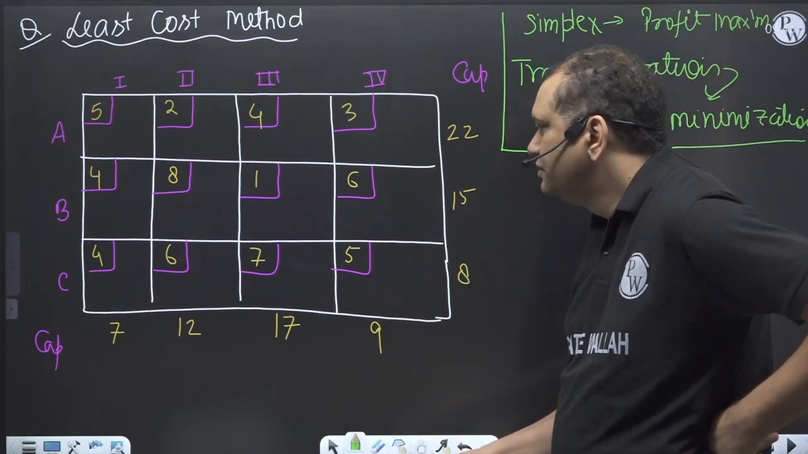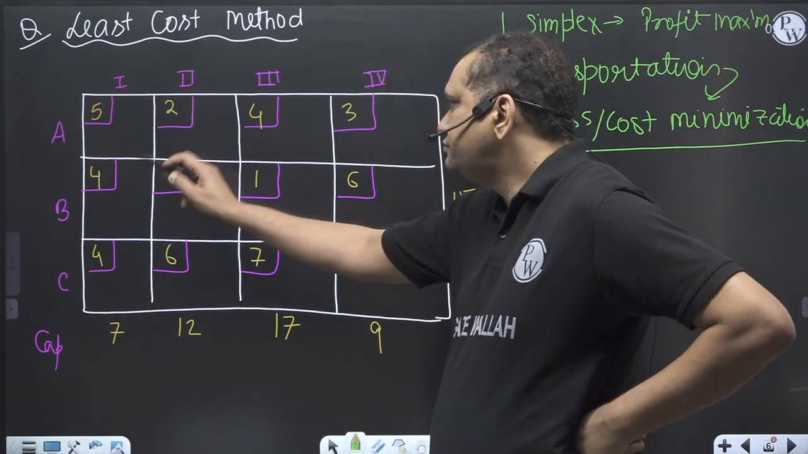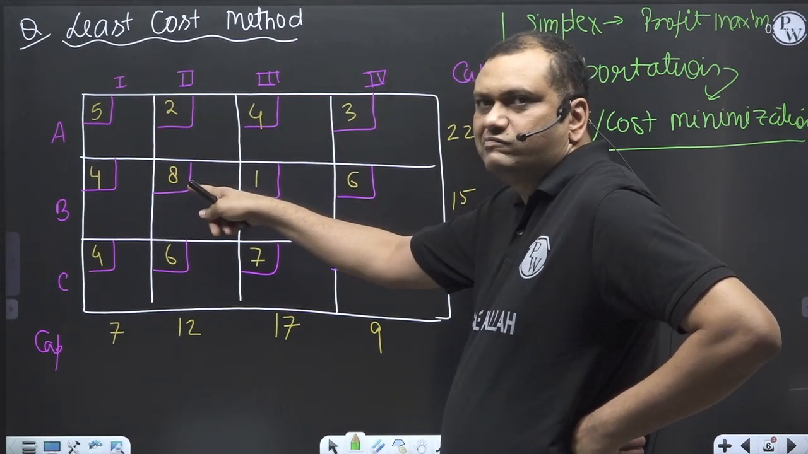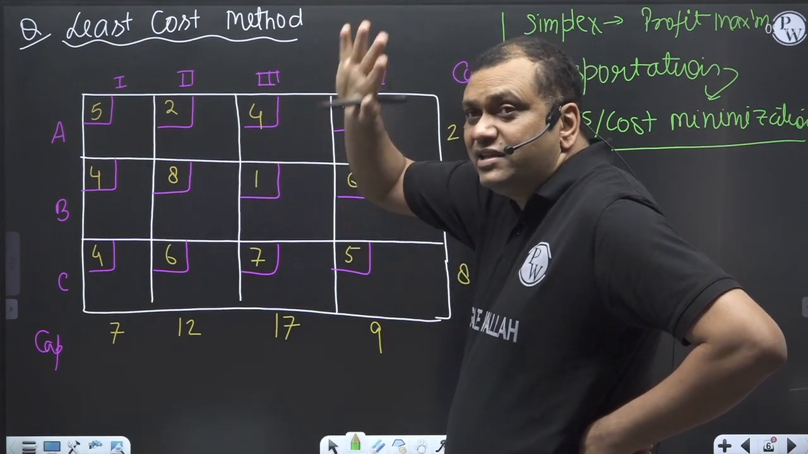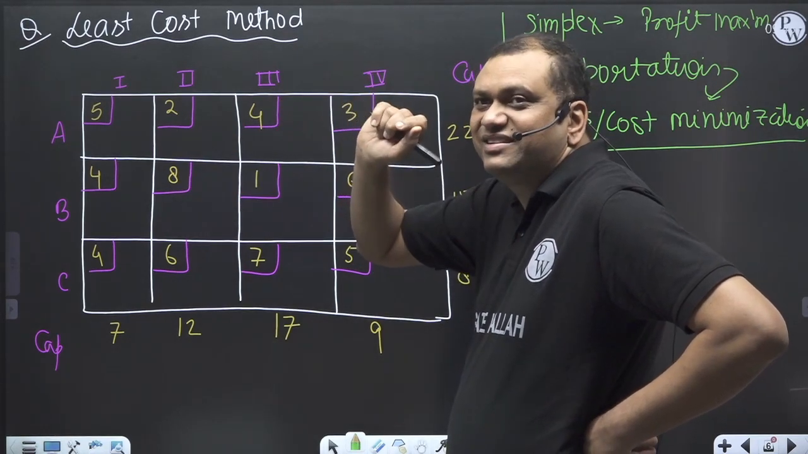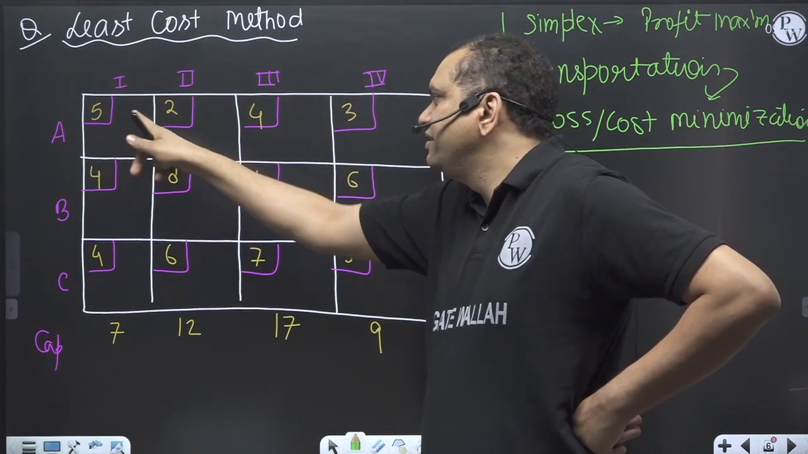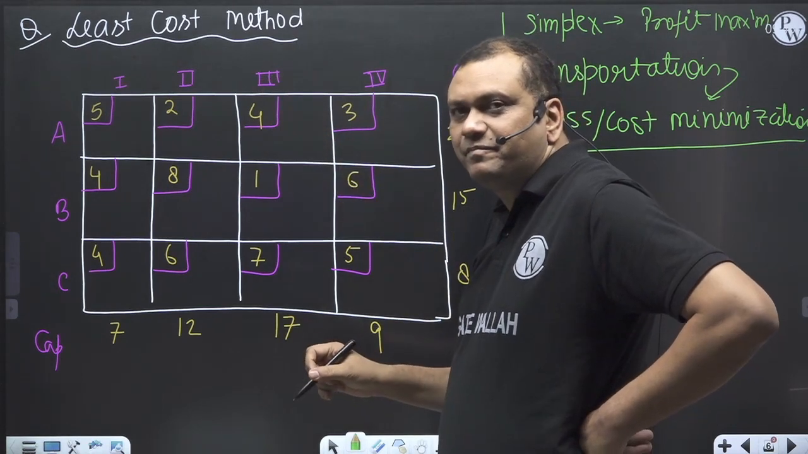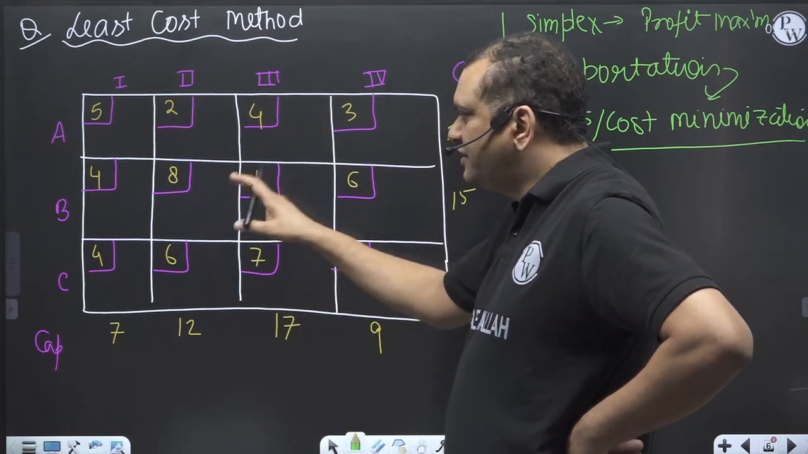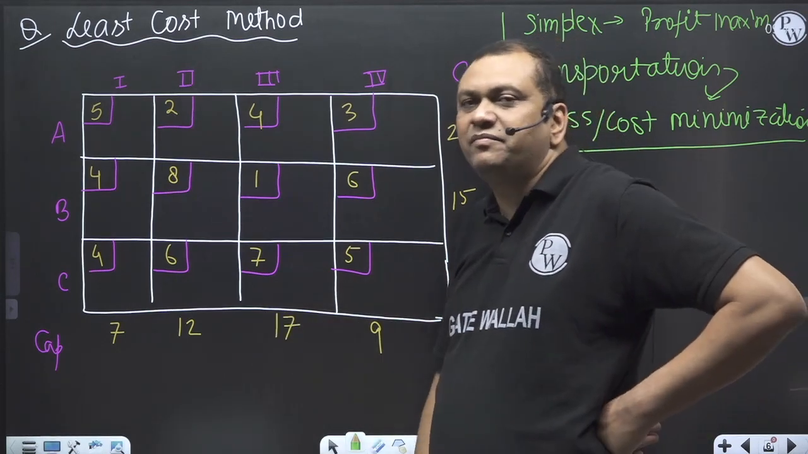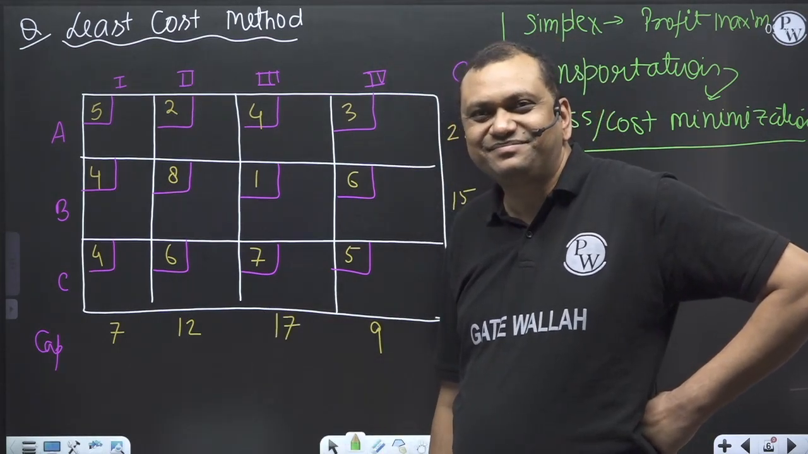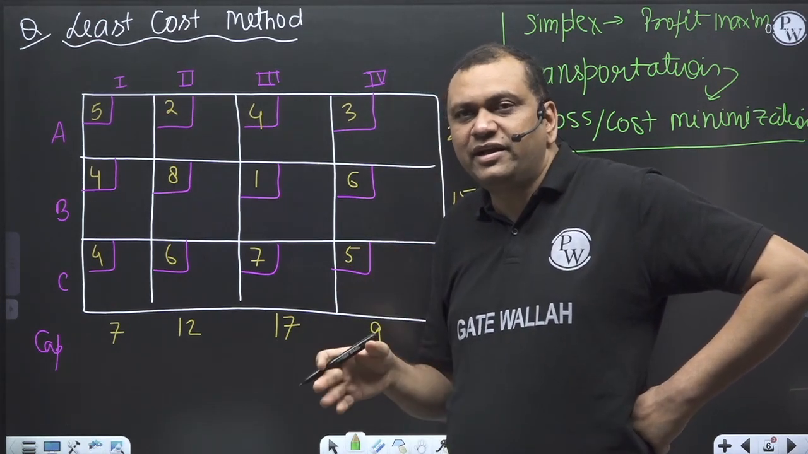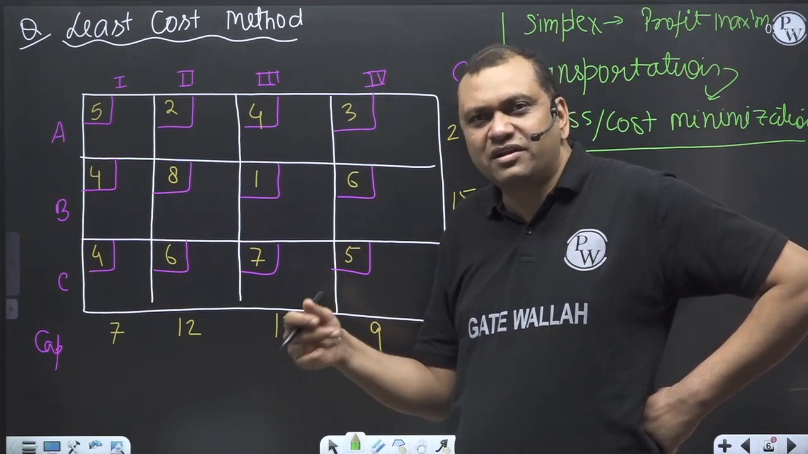How? Select the maximum value in the table, let us say 8, and subtract each and every element from this 8. 8 minus 5 here, 8 minus 2 here, 8 minus 4 here. So select the maximum value of the table and then subtract each and every element of the table from that maximum. You will get a loss matrix. Okay, so that is a way to handle a profit matrix in transportation.